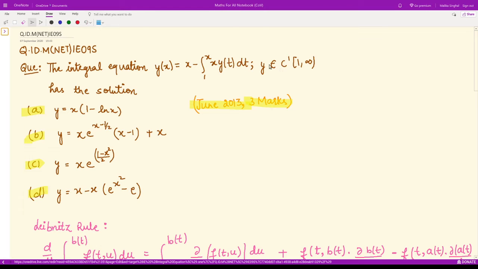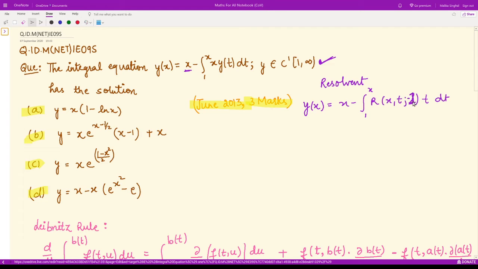There are many ways in which you can solve any integral equation. One way is that you can calculate the resolvent kernel, and by doing that you'll get the solution y of x as x minus integration from 1 to x of R(x, t; lambda), where lambda in our question is equal to -1, multiplied by f of t, and f of x is x, so it would be t dt.